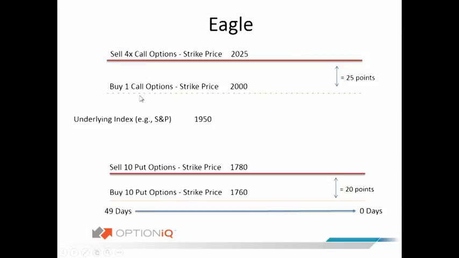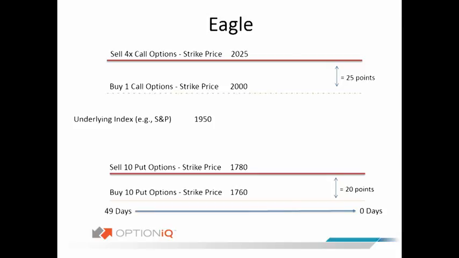What that means is that this strategy has what's called a naked option, or it has naked options. You are naked on 3 of the options. So you've sold 4 call options, but you've only bought 1 to protect you, which means you're uncovered. Thus the term naked on the additional 3 options.